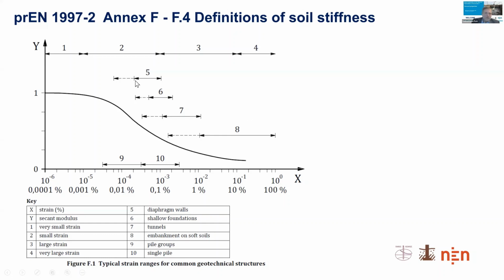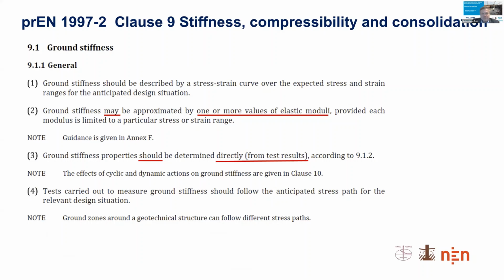And our geotechnical problems typically fall in different levels of strains that are identified in this graph that is reported in Annex F. And this can provide a guidance to understand which is the relevant value for our problem, and then can guide us in the choice of the appropriate testing technique. Indeed, ground stiffness should be determined directly from test results, and again, this is something that is consistent through part 2.